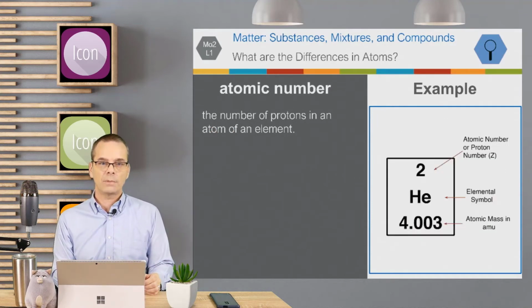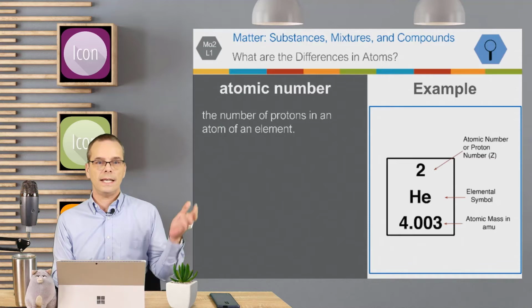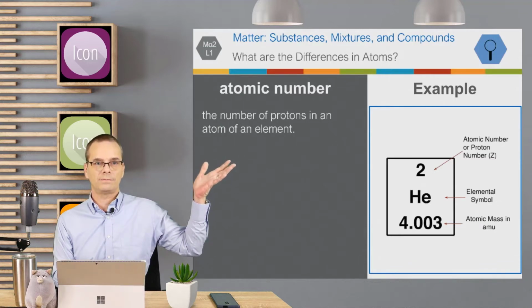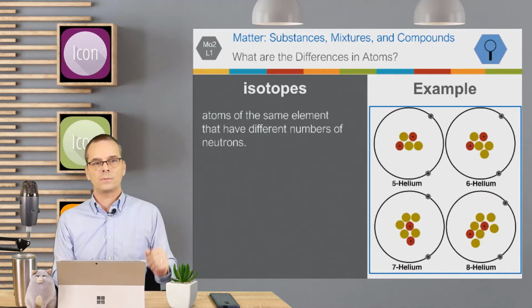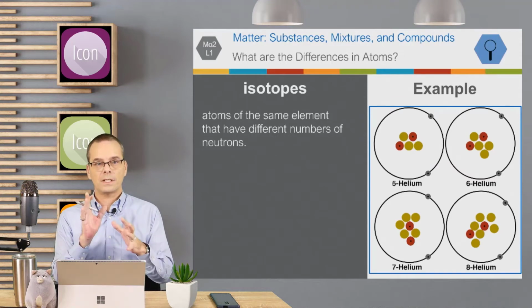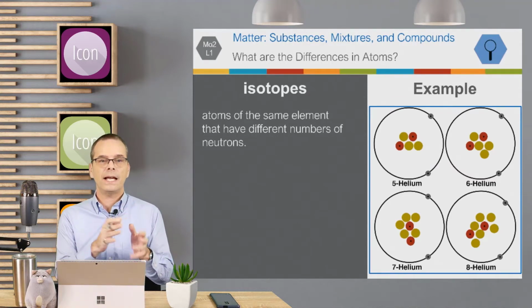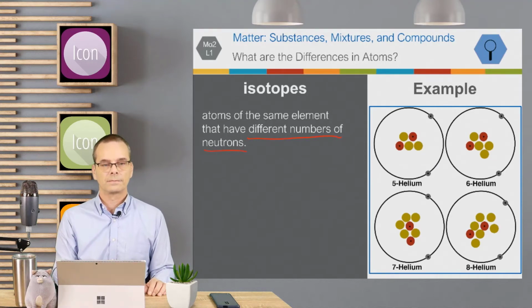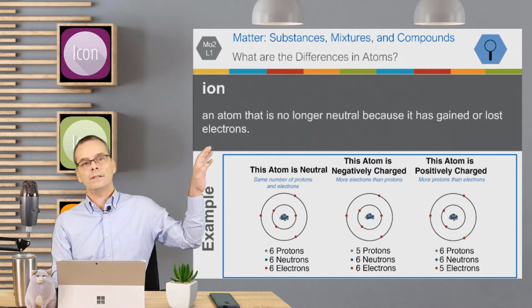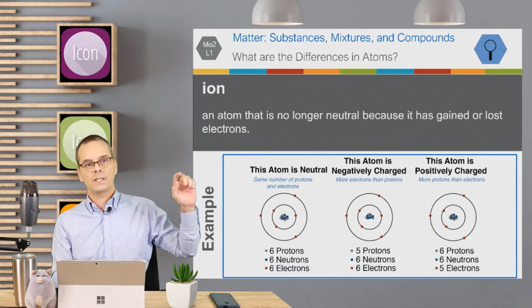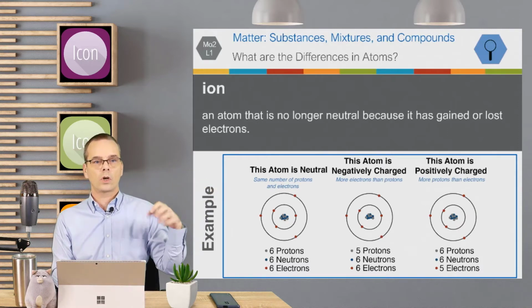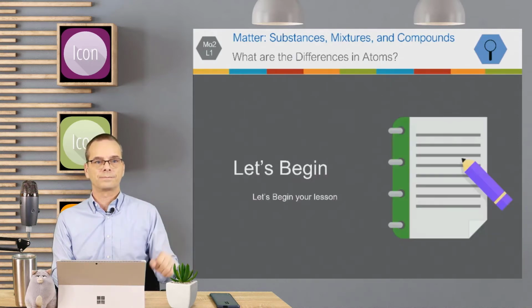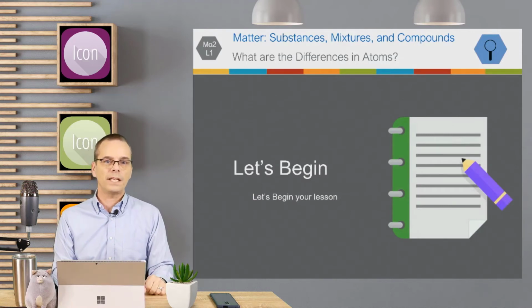The atomic number is the number of protons in the atom of an element. You also have isotopes. Isotopes are atoms of the same element, but they have different number of neutrons. An ion is an atom that is no longer neutral because it has either gained or lost electrons. So let's go ahead and begin your lesson.